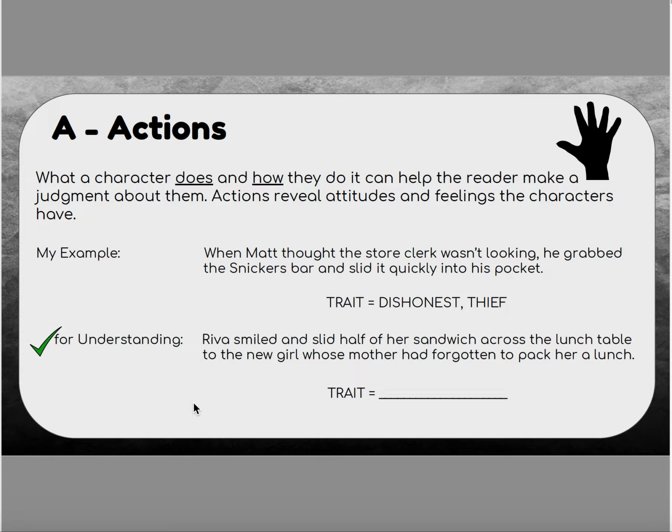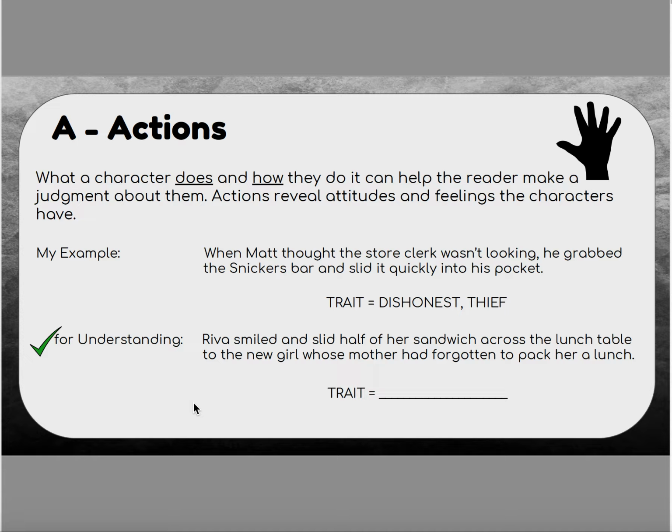When Matt thought the store clerk wasn't looking, he grabbed the Snickers bar and slid it into his pocket. So this suggests that Matt might be a thief. He's dishonest, right? He didn't take it right in front of the store clerk. That would suggest he's bold. But he waited until the clerk wasn't looking so that he could sneakily put it in his pocket. So that's another trait. He's sneaky. He's dishonest because stealing is a dishonest thing to do.